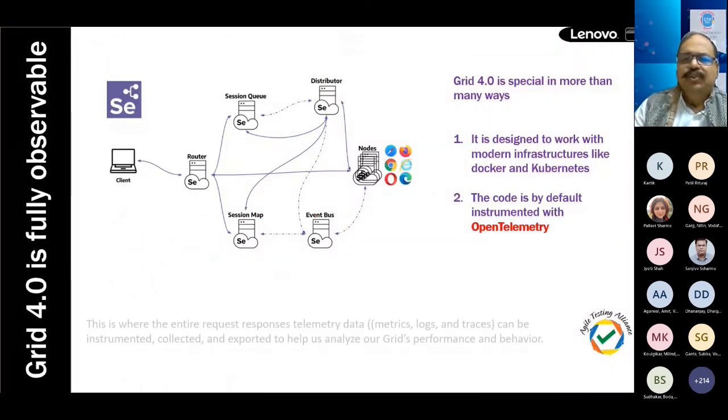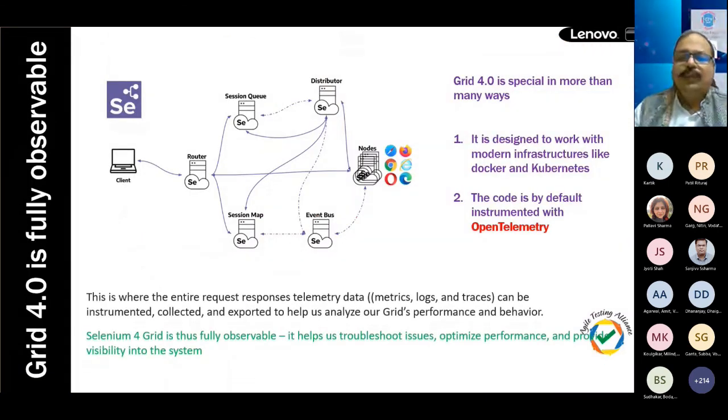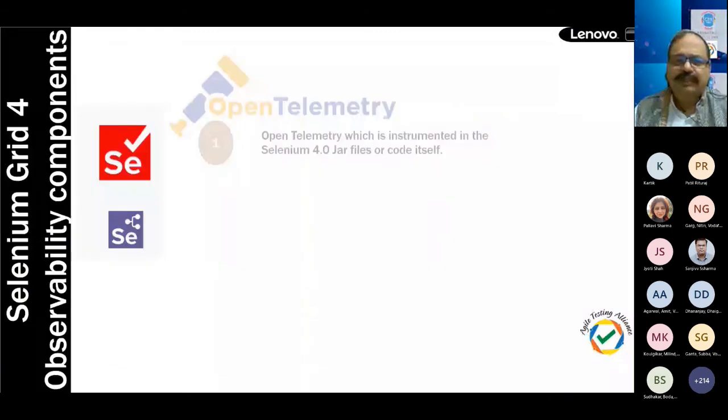So when we say Selenium 4 Grid is fully observable, it helps us troubleshoot issues, optimize performance, and provide visibility into the system. For any of these components, it is visible where things are, how your request is going. And that is what observability is all about. And we will see it today. We will do it today. Okay.